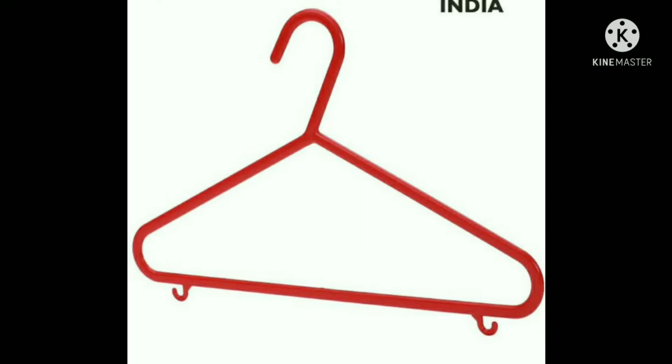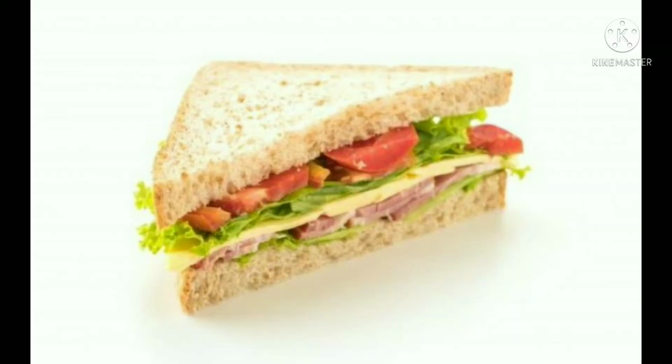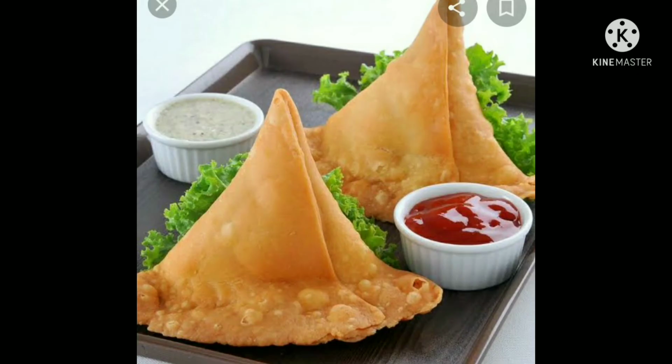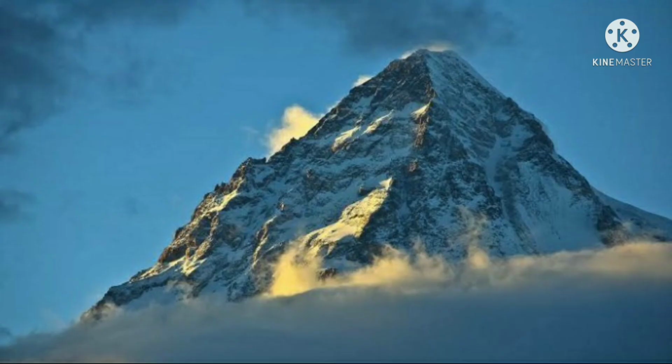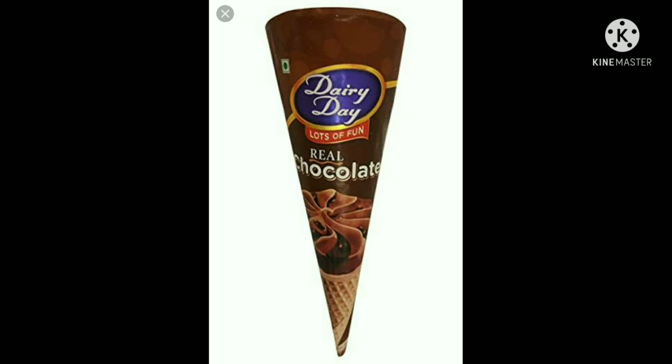The shape of hanger is like triangle. The shape of sandwich is like triangle. The shapes of samosas are like triangle. The shape of road sign is like triangle. The shape of mountain is like triangle. The shape of cone ice cream is like triangle.